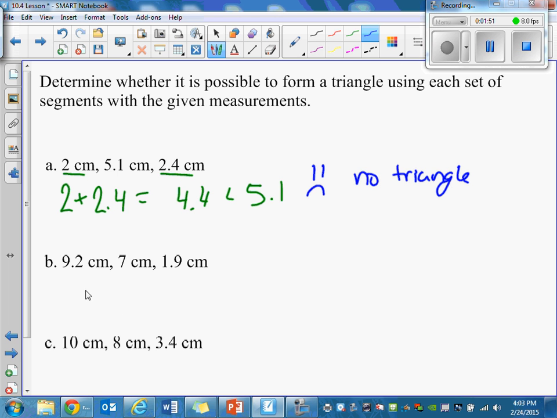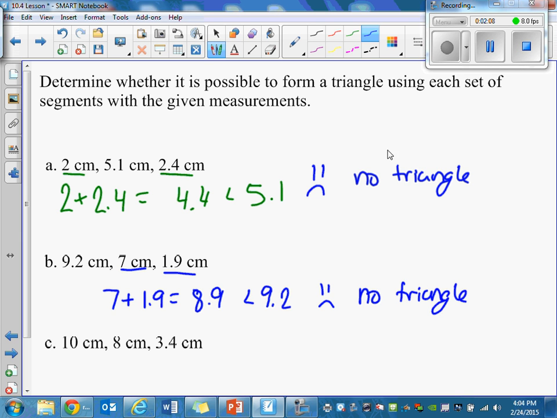Alright, what about this example? Let's pick our two smallest sides, that's 7 and 1.9. Add those together, you get 8.9. Compare this to 9.2. Well, it is also smaller than the third side, so this would not make a triangle. Remember, you need the two sides and their sum to be greater than the third side.